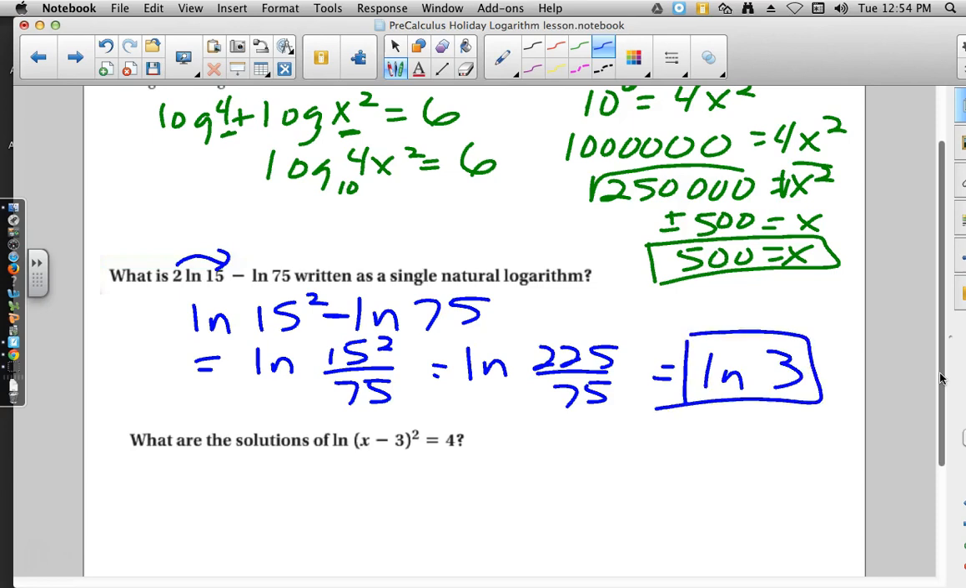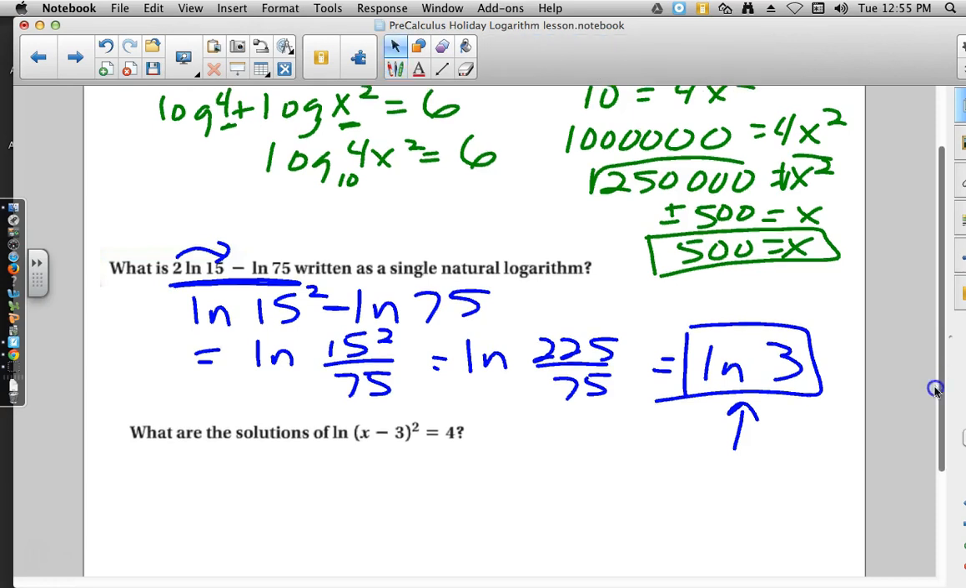So again, just writing things in a little different manner. We're really just manipulating here. So the natural log of 3 is the exact same thing as 2 natural log of 15 minus natural log of 75, but obviously natural log of 3 is much easier to work with. So those are the types of things we want to focus on. And our hidden letter for this one was M, as in Mary. The next one doesn't get a hidden letter.